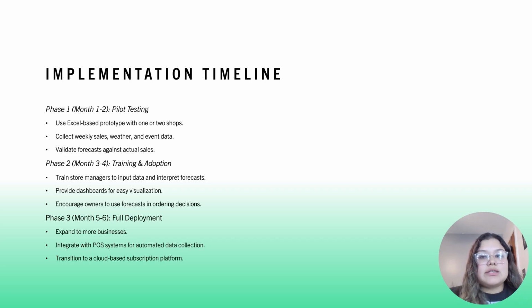Our rollout plan is designed to be practical and low risk, broken into 3 phases. Phase 1, pilot testing. This will be month 1 to 2. We start small using an Excel-based prototype with 1 or 2 shops. Weekly sales, weather, and event data are collected and forecasts are validated against actual sales.